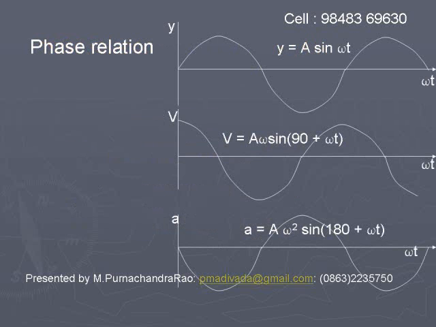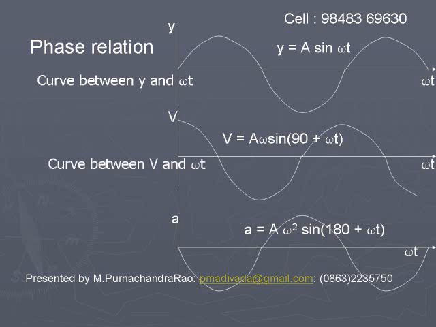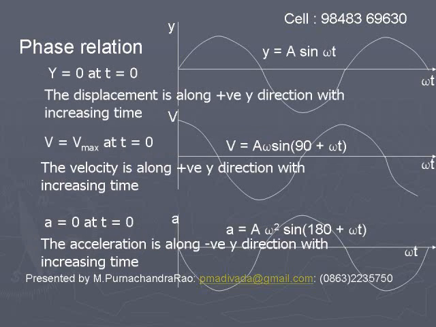The first graph is the relation between y and omega t, displacement versus phase. The second graph indicates the relationship between velocity and phase. And the third graph indicates the relationship between acceleration and phase. From the first graph, what we notice is the displacement is 0 at equilibrium position when the particle starts. Then the displacement is in the positive direction.